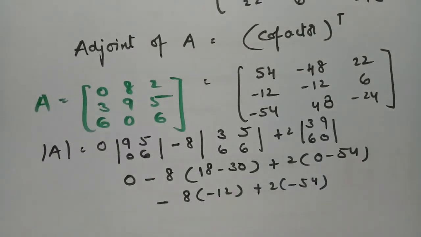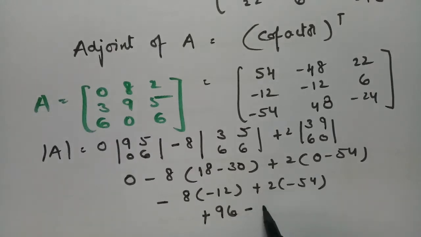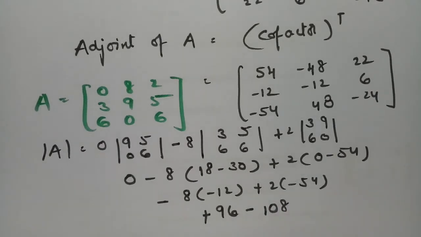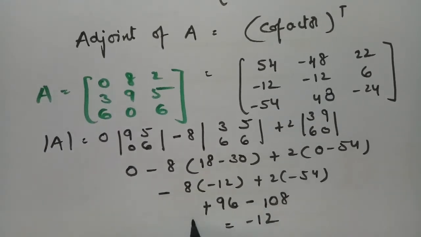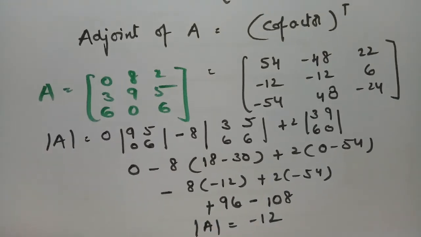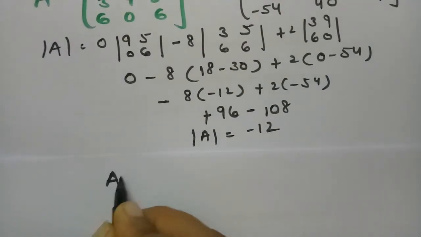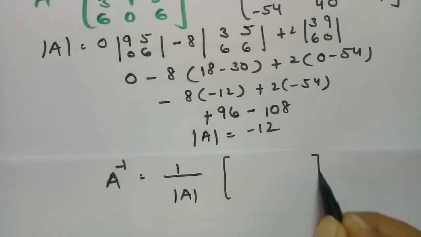And see here, this is plus 96 minus 108. 96 minus 108 value is minus 12. So this value is minus 12 after getting the determinant of A. So we have to find out the value of A inverse. For finding the A inverse, as you know, A inverse is equal to 1 by det A into adjoint.